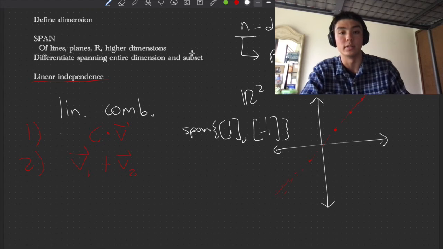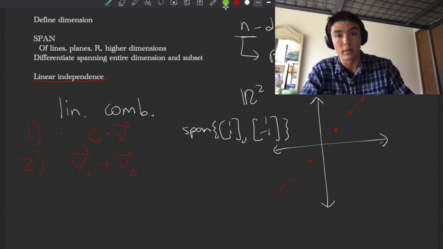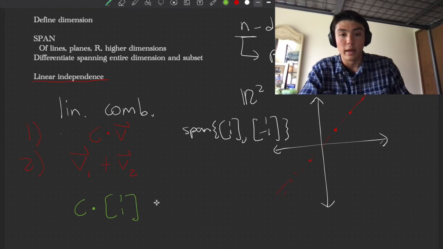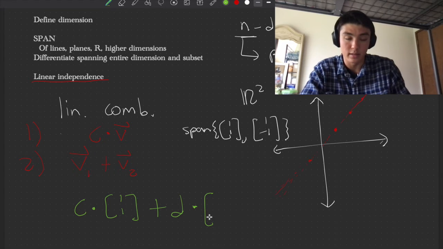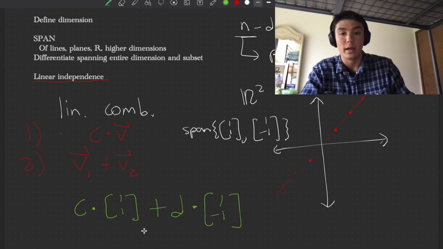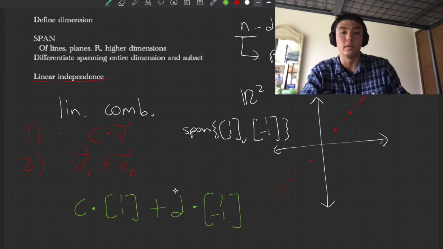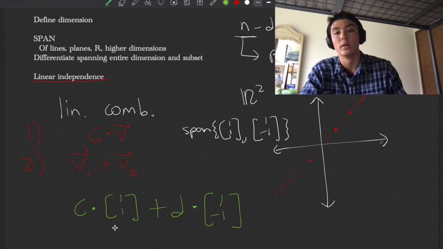There's a lot more possibilities. In general, we can write the possibilities as some constant c times 1, 1. And then we can use addition as well. That's our second property here. And we can go back to using the first one, some constant d times 1, negative 1. And depending on what c and d are, these will be all the possible linear combinations.